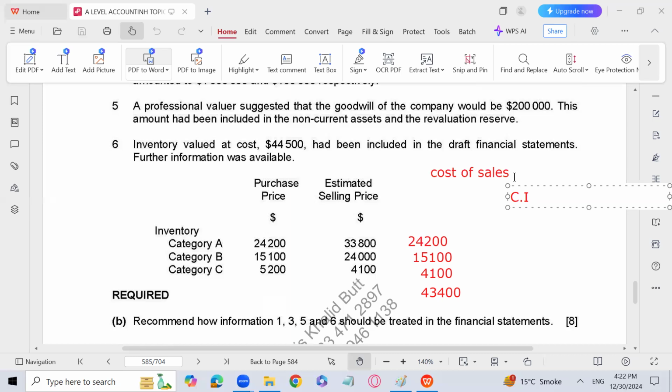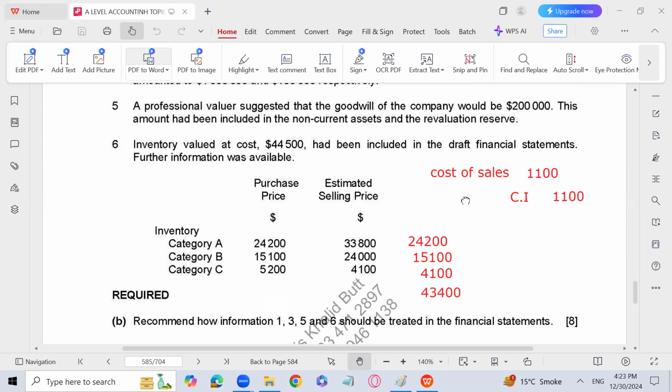What is the amount? If you can tell me the difference. 44,500 minus 43,400. That is going to be 1,100. Okay, so that will be the entry. Because cost of sales is increasing and closing inventory is decreasing, we have to subtract it from the retained earnings, and it will also be subtracted in the balance sheet current asset section from the closing inventory.